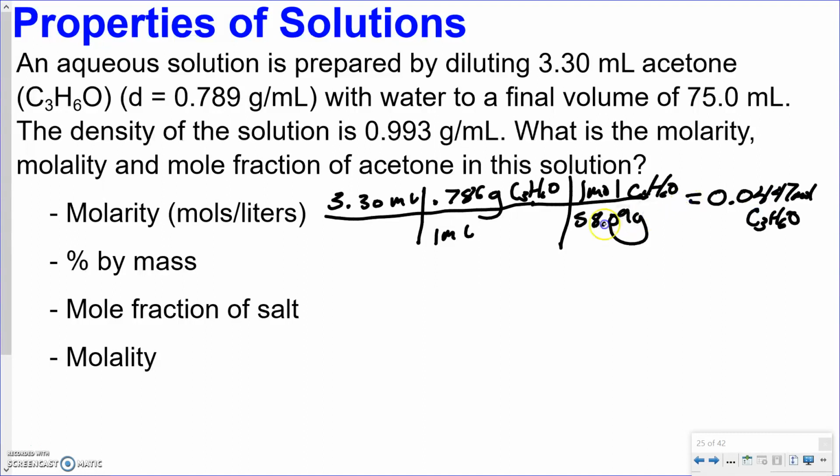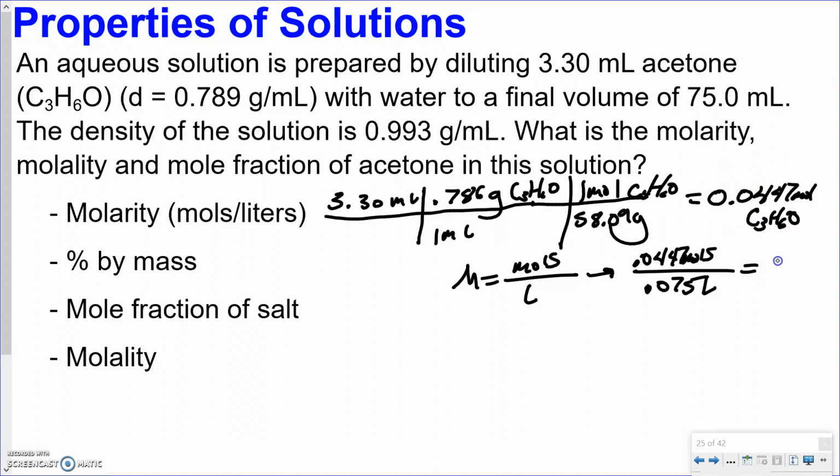Okay, from there we want to take that and put it in molarity. So molarity is moles over liters. And again, this is liters of the solution, which we're told our milliliters is 0.75. So molarity is going to be 0.0447 moles divided by 0.075 liters, converting our milliliters into liters.